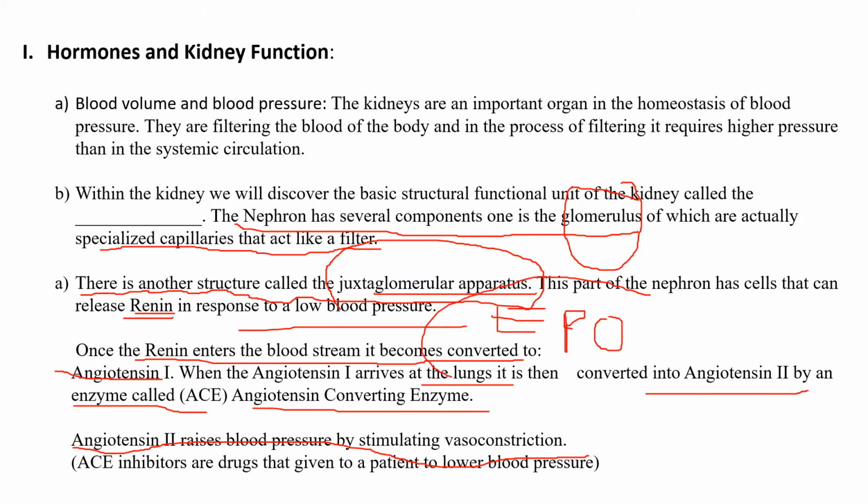The EPO is associated with blood volume, and that's going to be produced inside the cells, inside the kidney. There are cells that will produce that hormone, and EPO stimulates blood volume by stimulating erythropoiesis.